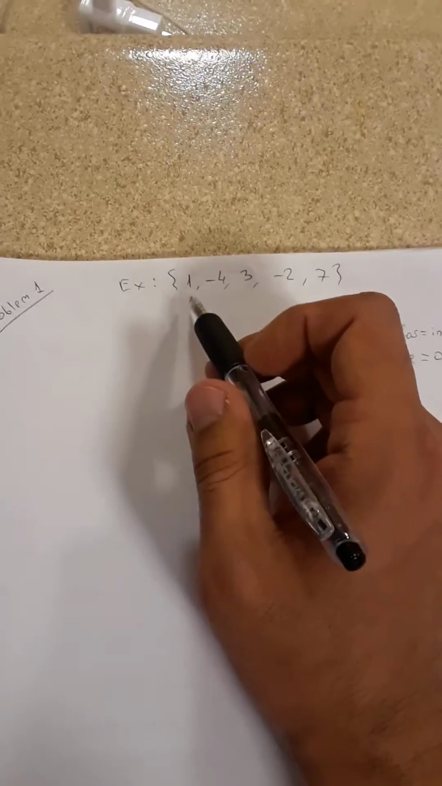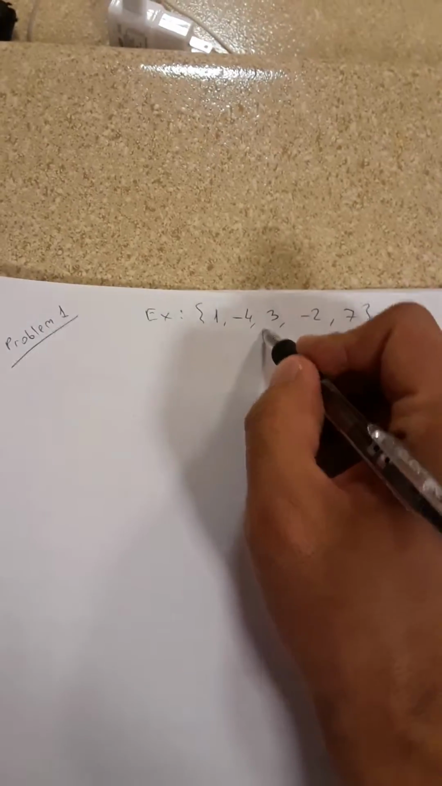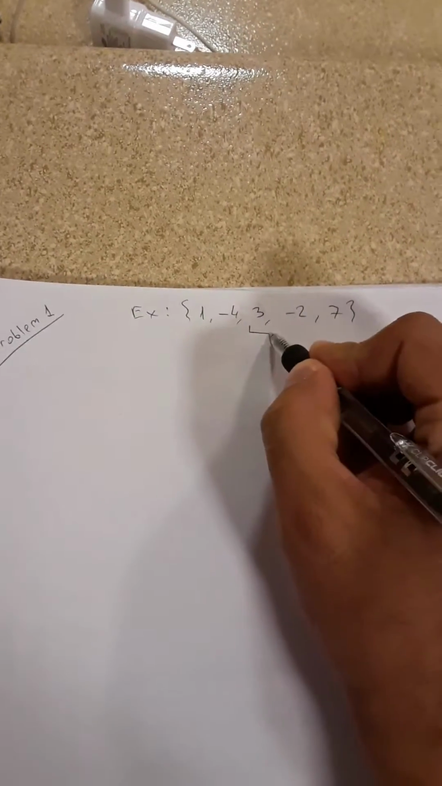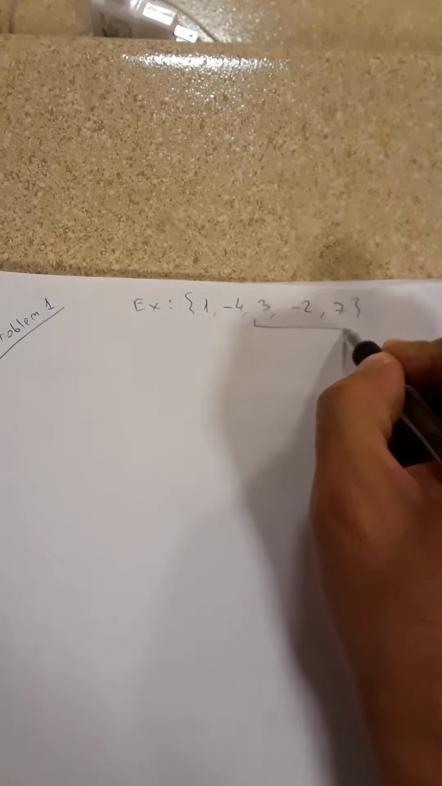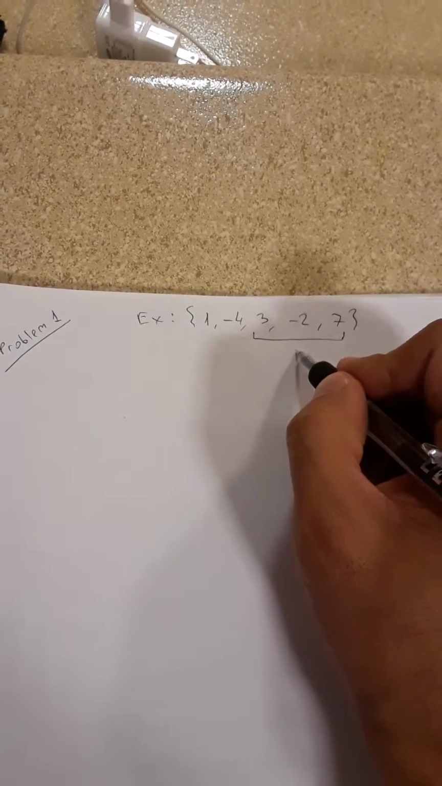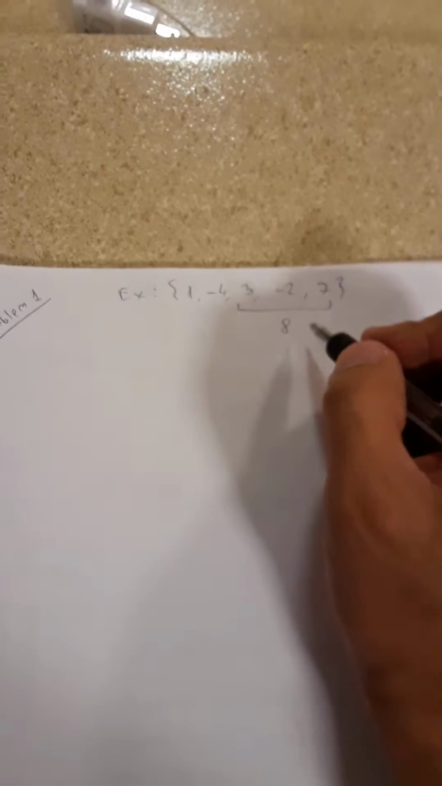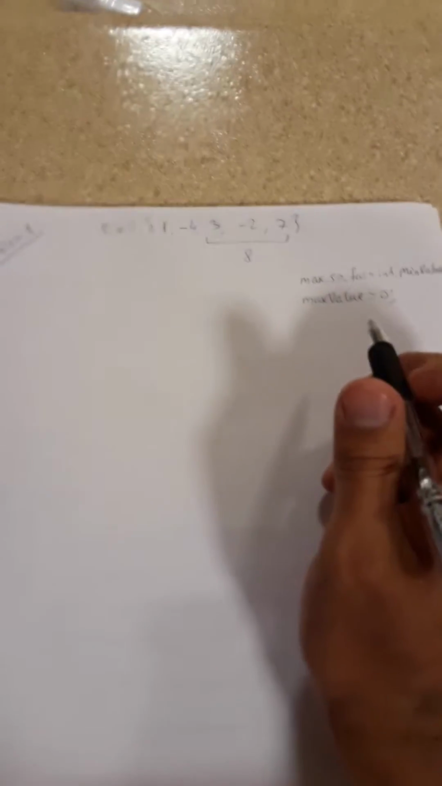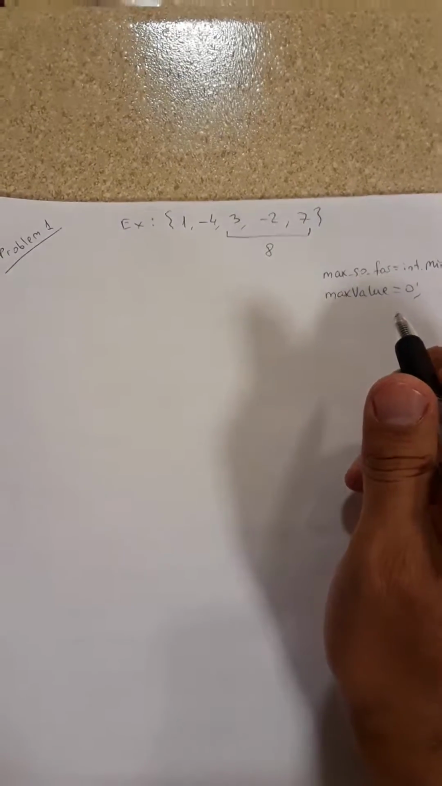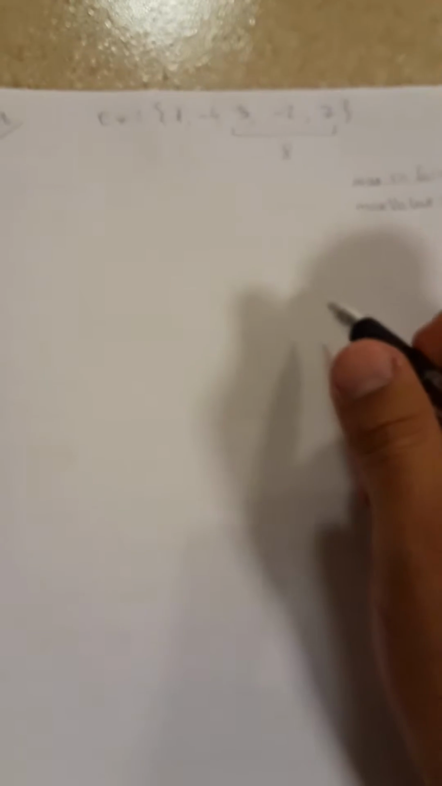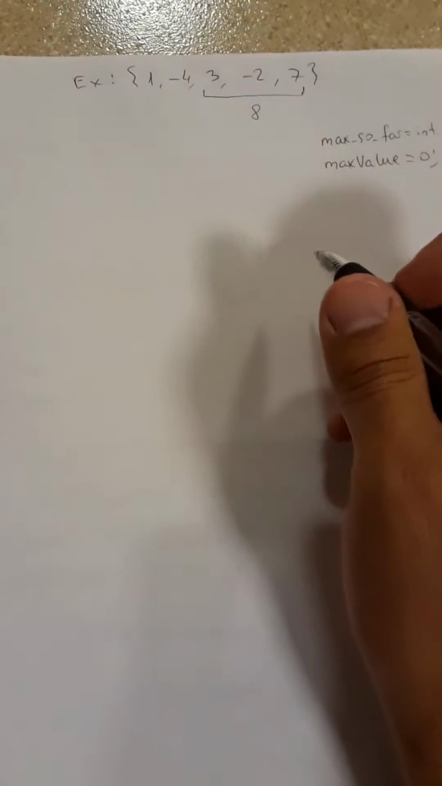For example, in this given array, the maximum sum of elements that are next to each other we can find here, and it will be equal to 8. One way to find a solution to this problem is using double for loops, but that is not the most efficient way because the time complexity of a double for loop is O(n squared). We have to find a more efficient way, and one is to use the Kadane algorithm.